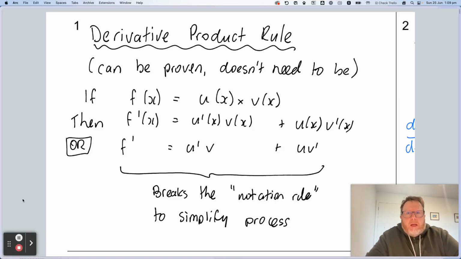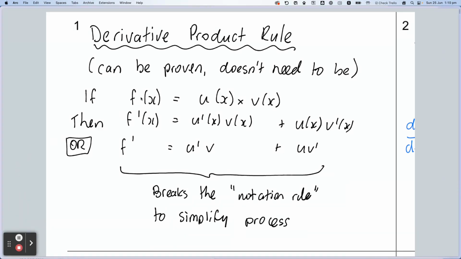Hi, in this video, we're going to have a look at one of the more complicated rules, I suppose, of differentiation, and that is the product rule. It's one of those things that you're just going to have to practice and practice until you get it right. So you can see that I've got the product rule written here.